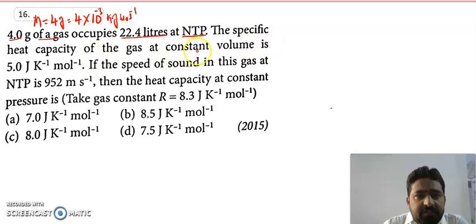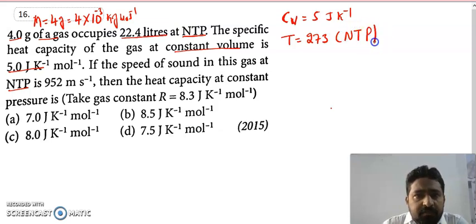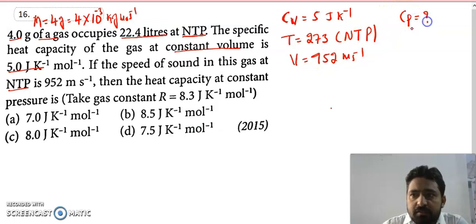The specific heat capacity at constant volume is equal to 5 joule per Kelvin. If the speed of sound in this gas at NTP, normal temperature and pressure, which is 273 K, is 952 meter per second, then the heat capacity at constant pressure, Cp, is the question.